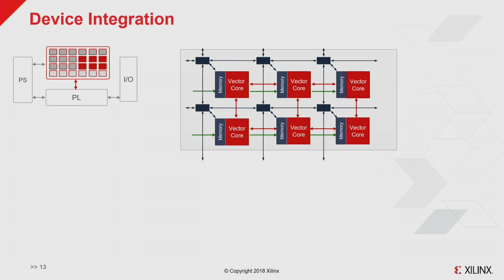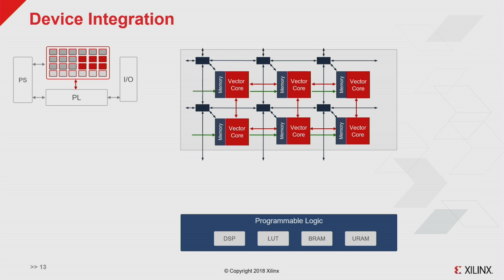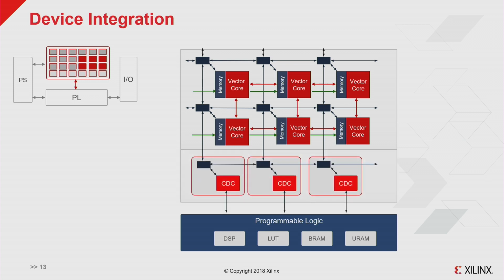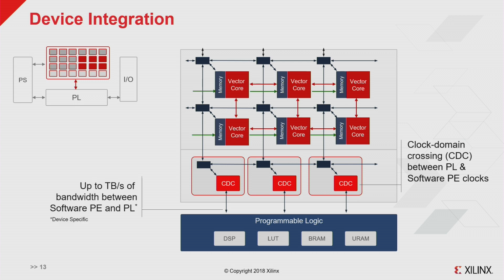One more, just to finish on the architecture section, is about the device integration. So we have this massive array of engines. How do we integrate with the programmable logic? Basically, we have a simple interface inside this array that enables us to connect to the fabric. We have simple clock domain crossing to connect the programmable logic to the engines. In this clock domain crossing, there are some small FIFOs.